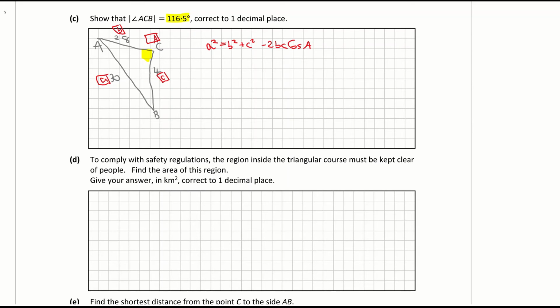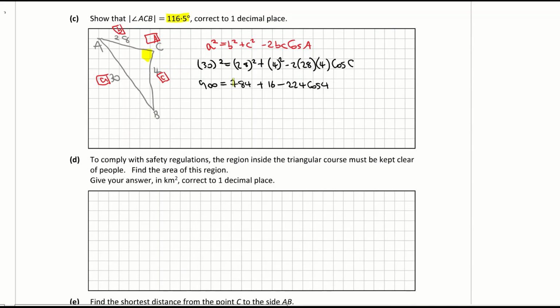So filling that in, I have 30 squared equals 28 squared plus 4 squared minus 2 times 28 times 4 times cos of C. 30 squared is 900, 28 squared is 784, 4 squared is 16, and 2 times 28 times 4 is 224 cos C.